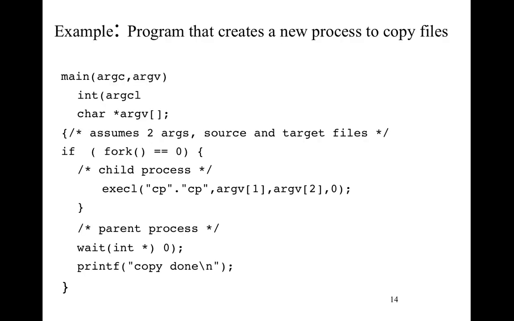So here's an example. There's a program that creates a new process to copy files. Kind of interesting what we're looking at here, assuming that we have the fork. We have the fork, and we check if it comes back equal to 0. If it is, then we're good. If it's negative, then we're bad. We didn't get a fork. We didn't get a process. If we got a process, we're in the child process.